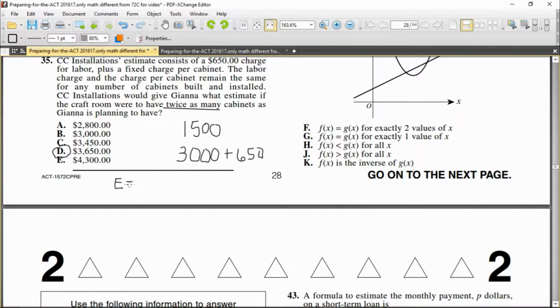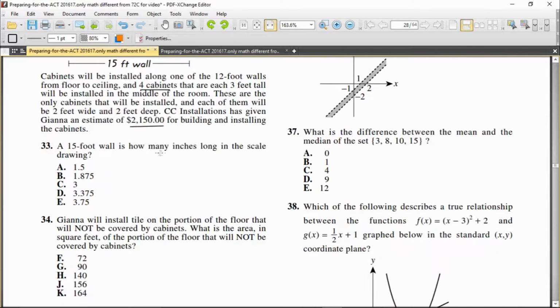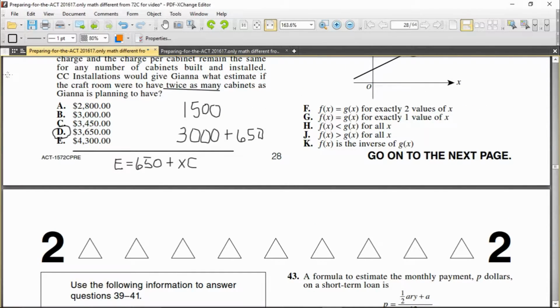E, it's a linear equation, equals $650 plus X, the charge per cabinet, times C, the number of cabinets, and then use the initial situation. You'd have to find out how many cabinets there were. Well, there's 4 cabinets in the middle, and then it's a 12-foot wall, and the cabinets are 2 feet wide, so 6 cabinets there. So for the initial situation, you'd use this equation to find the per cabinet price with 10 cabinets, and then apply it for the 20 cabinet situation. So $650 plus whatever you found X to be times 20, and that would give you $3,650.